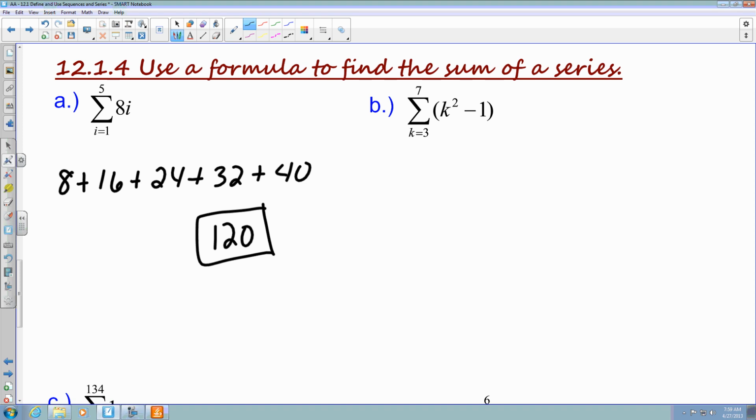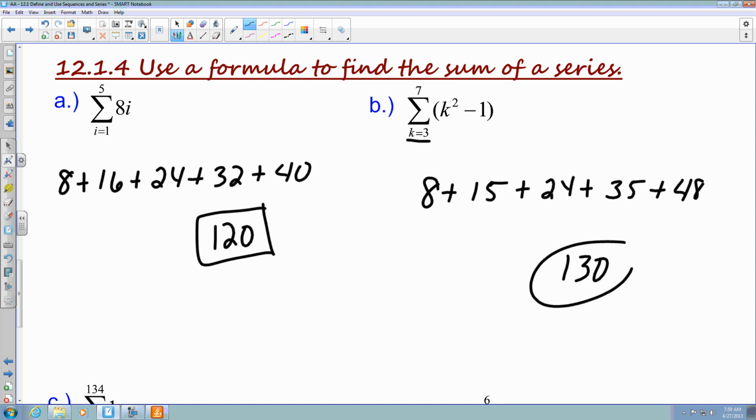If I look at B, this starts off at 3 and it needs to end at 7. So I go 3 squared minus 1, which is going to give me 8, plus 4 squared minus 1, which is going to give me 15, plus 5 squared minus 1 is 24, plus 6 squared minus 1, which is 35, plus 7 squared minus 1, which is 48. So now you got the 7, I stop, add those together, I get 130.